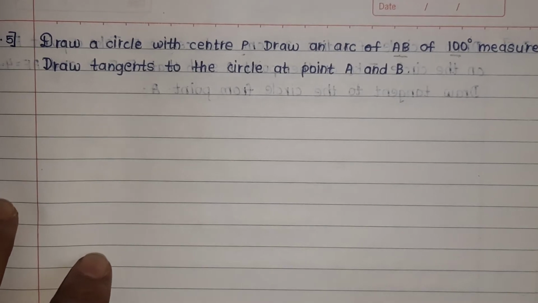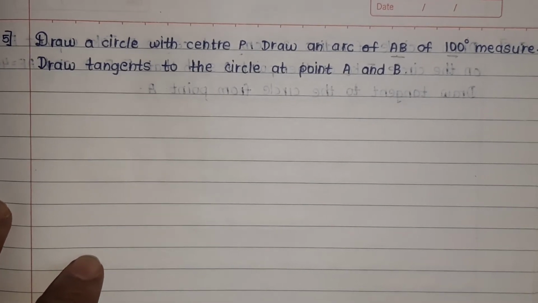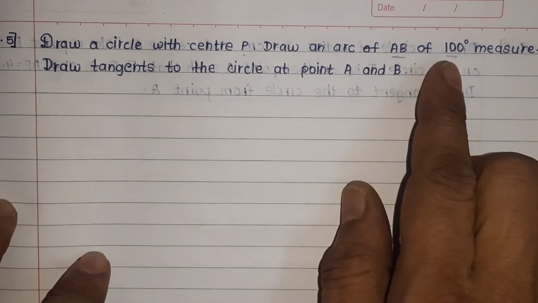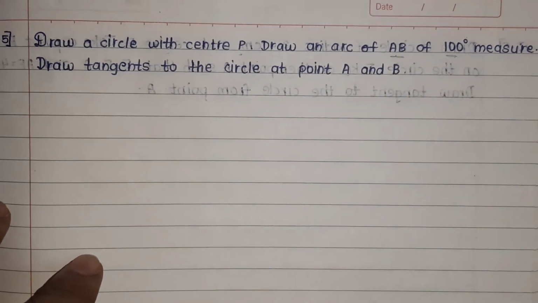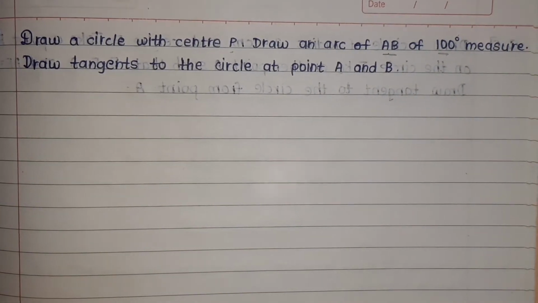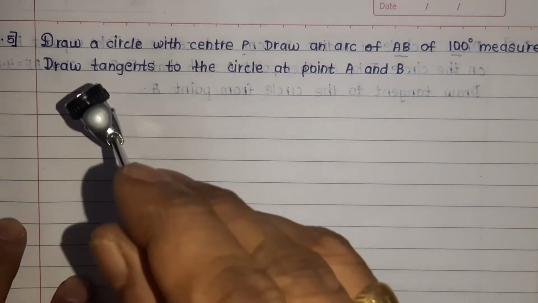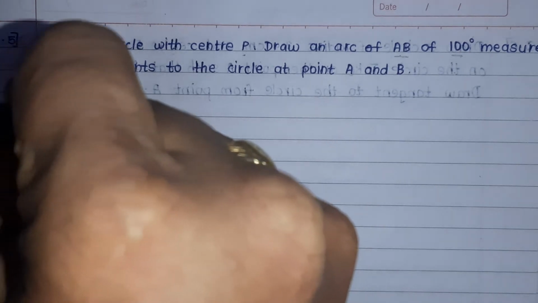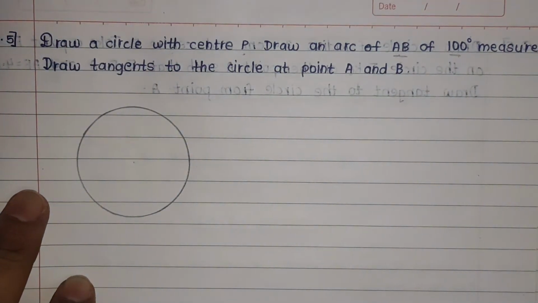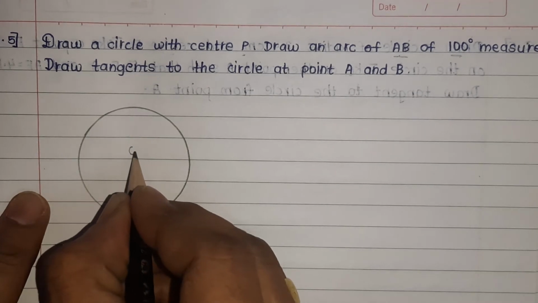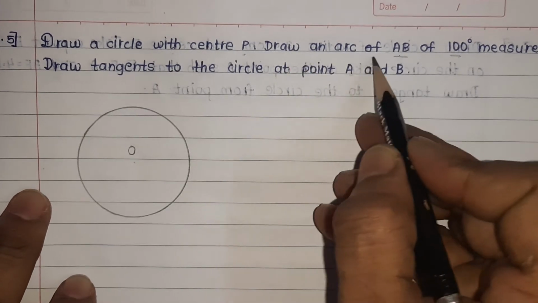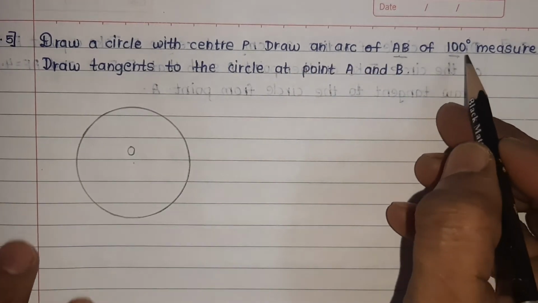Dear student, this question is most important. Here one new concept is there about how to draw an arc of given measure. Got it? Very simple, but it is important. First of all, we have to draw an analytical figure. For that purpose, we have to draw one circle. Like this, we completed one circle. Here, suppose O is the center of the circle. And now, see here, draw an arc AB of 100-degree measure.